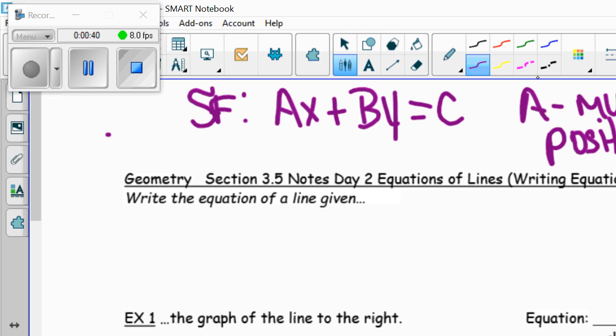All right, so write the equation of a given line. We're going to look at example number 1, the graph of the line to the right. So they give me the graph. From the graph, I can find my slope and my y-intercept because here they asked me for it to be in slope-intercept form. Remember, slope-intercept form looks like y = mx + b. So if I look at the graph, my y-intercept where it's crossing is -1, so my b is -1.